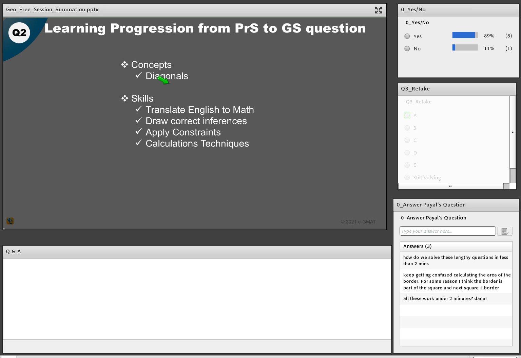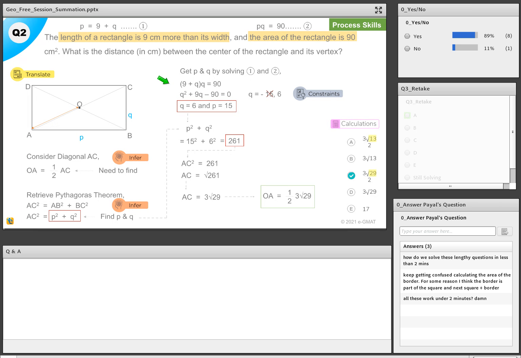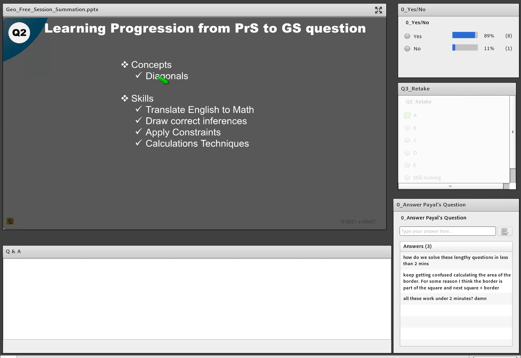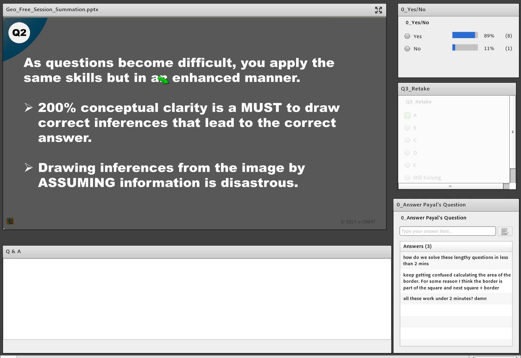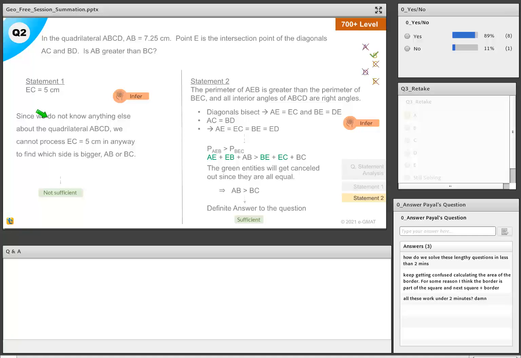Again, this was the simpler question, the one in which we had to visualize that OA is the diagonal here. And we again went through the same process. But now when you solve the difficult question, you realize how that 200% conceptual clarity is required. If you assumed information from the figure, you actually would have made the mistake.